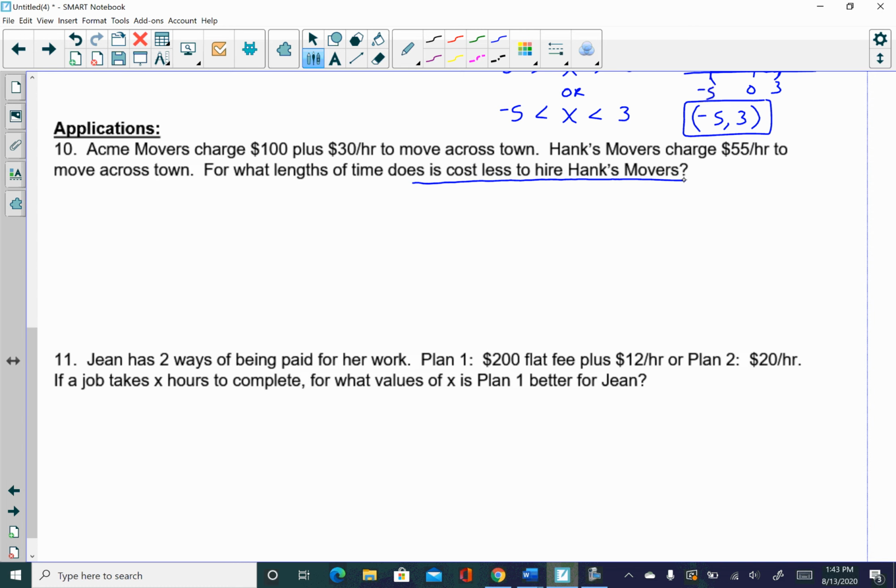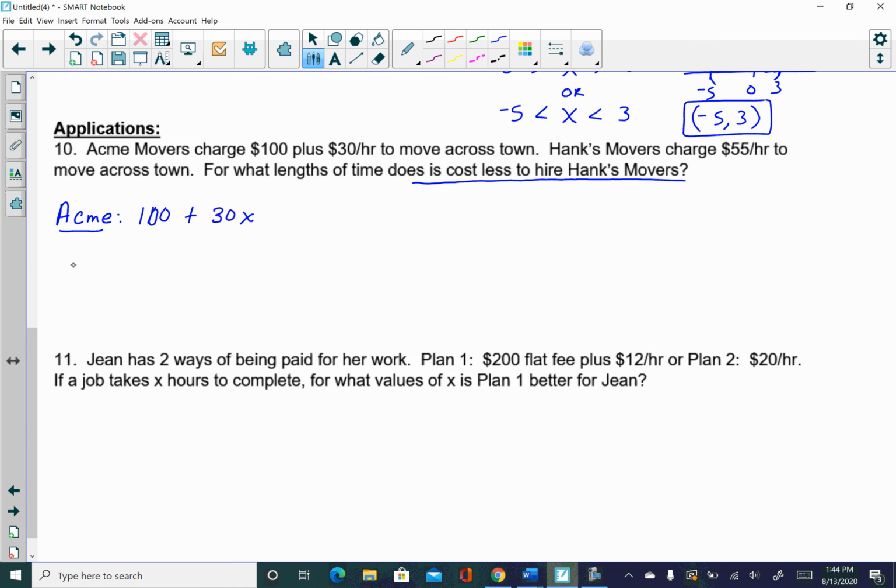So before we try to tackle how to solve this, let's first identify some expressions here. So for Acme, going by our first sentence, they charge a base fee of $100 plus $30 per hour. So you could put an H there, or I'm just going to put an x, but you could use any letter you wanted to. So they charge $100 plus $30 per hour. Okay, so this would be how you would calculate how much they would end up charging you if you were to hire them for 5 hours or 2 hours.